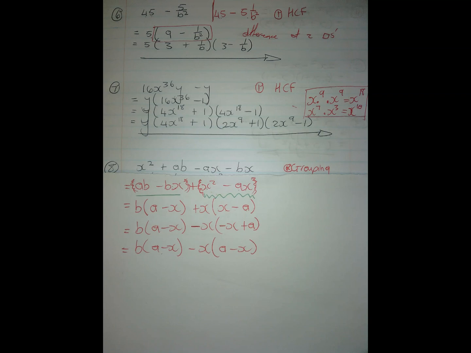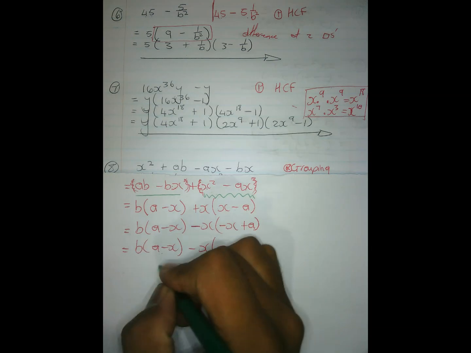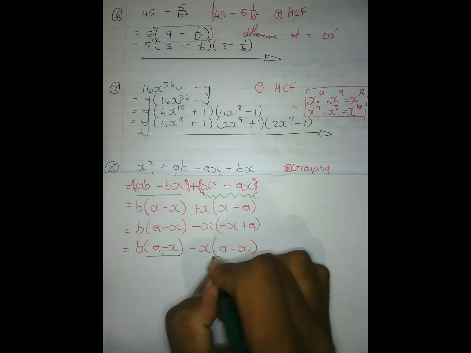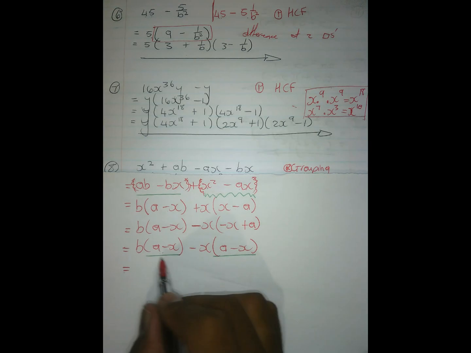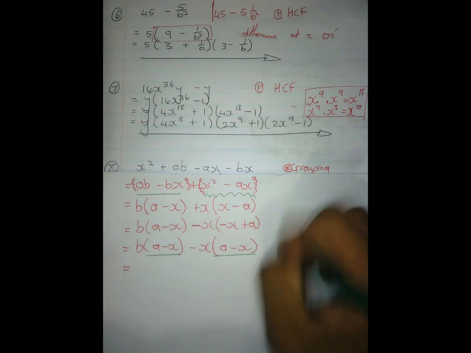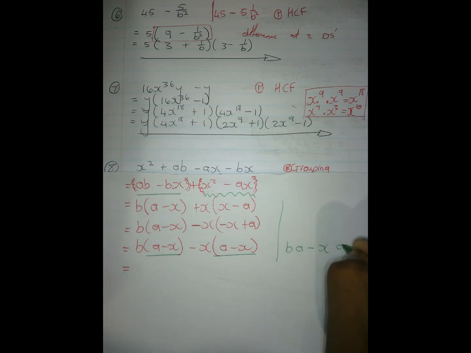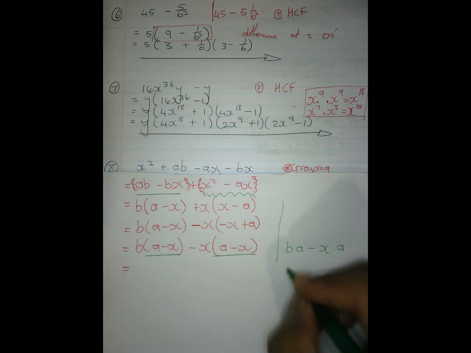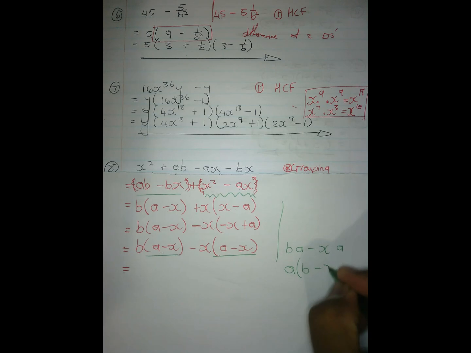Now I see, oh wow, I have a highest common factor again, right? I have the same bracket. This is not my highest common factor. This is the same thing as you saying, if the equation looked like this, if it says BA minus XA, the highest common factor there will be an A. Then what's left over is a B minus X.